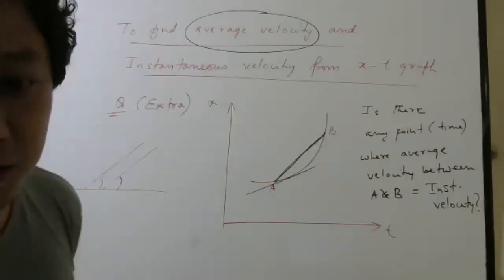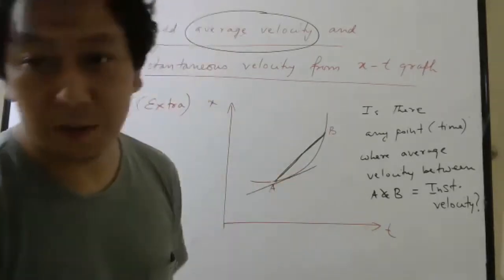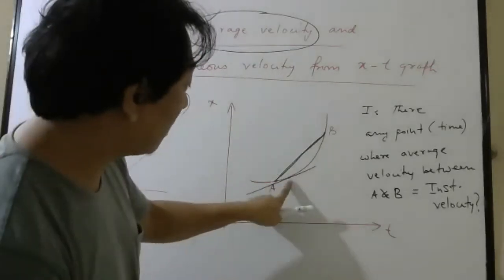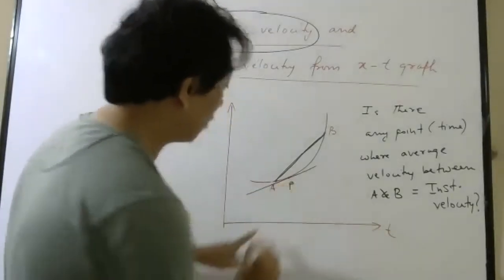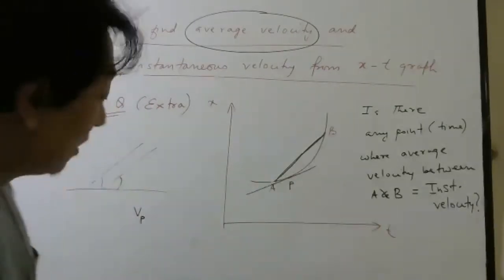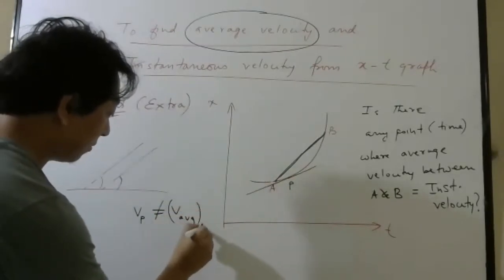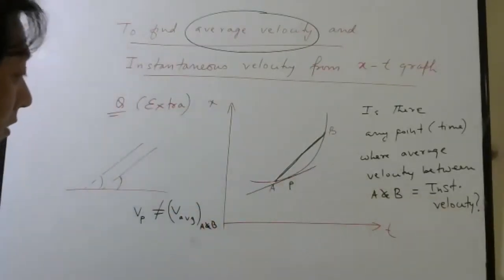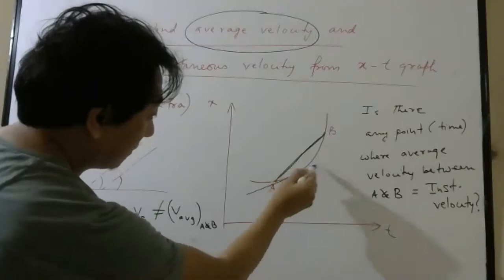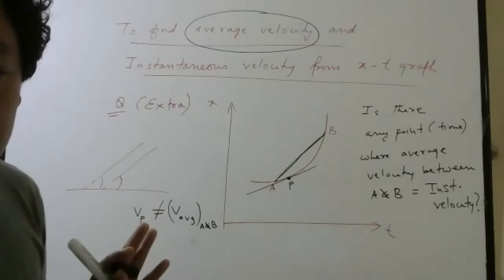They are not parallel. Since they are not parallel, obviously theta will not be the same. If theta is not the same, tan theta will not be the same. Therefore, if I choose this point P, it is very clear that the instantaneous velocity at P is not the same as the average velocity between A and B. So if I choose this point, the instantaneous velocity is not equal to the average velocity. That is very clear, right?